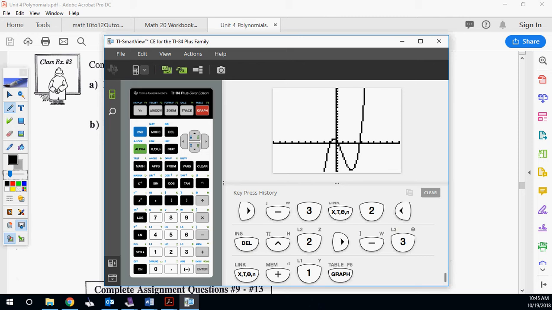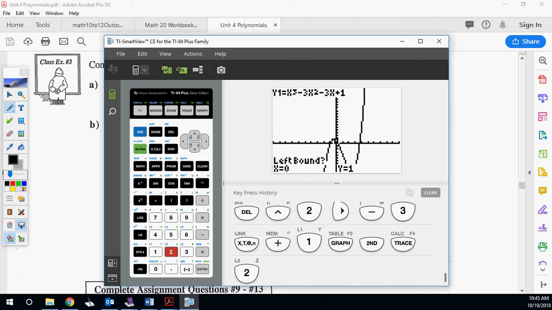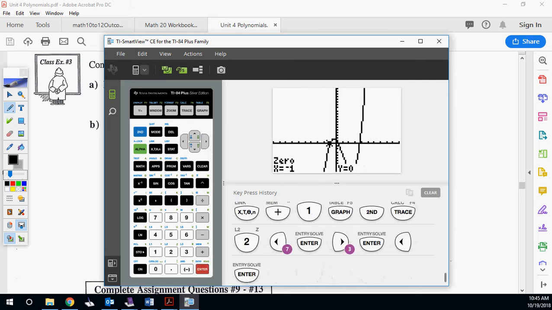Do you remember how to do that? Second, trace, zero. Here's my cursor. I have to go to the left of the zero. I'm going to find the zero on the far left first. I'm left of it, enter. I'm going to go just past it, right there, hit enter. Negative 1 is a zero. Cool, that's a whole number. You guys write these down because I can't write right now, since I'm going to use it.